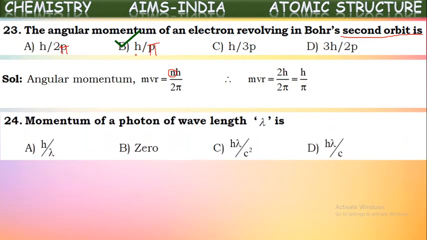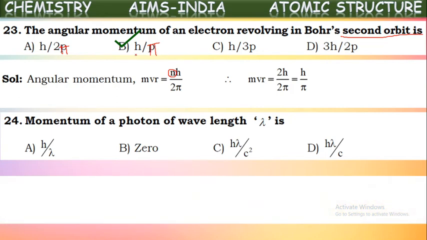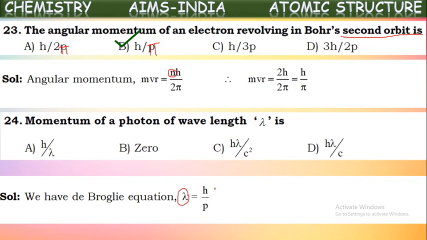Next question. Momentum of a photon of wavelength lambda is... To calculate the wavelength of a particle, de Broglie has given an equation, that is lambda is equal to h by p. Here lambda is the wavelength, h is Planck's constant, and p represents the momentum of the particle or photon. Now they are asking to calculate the momentum of a photon with a given wavelength.